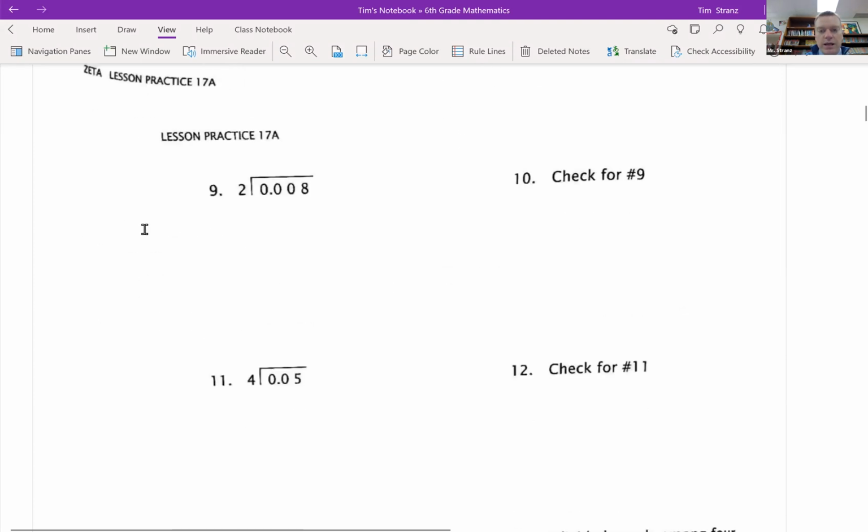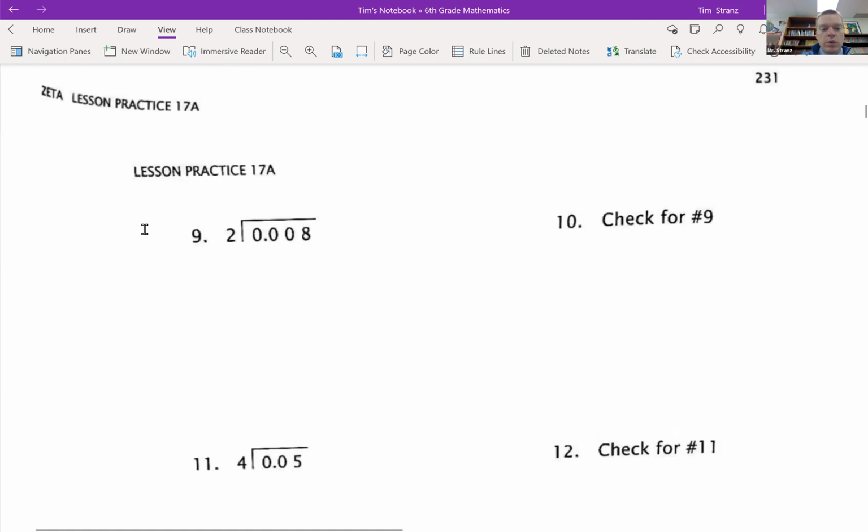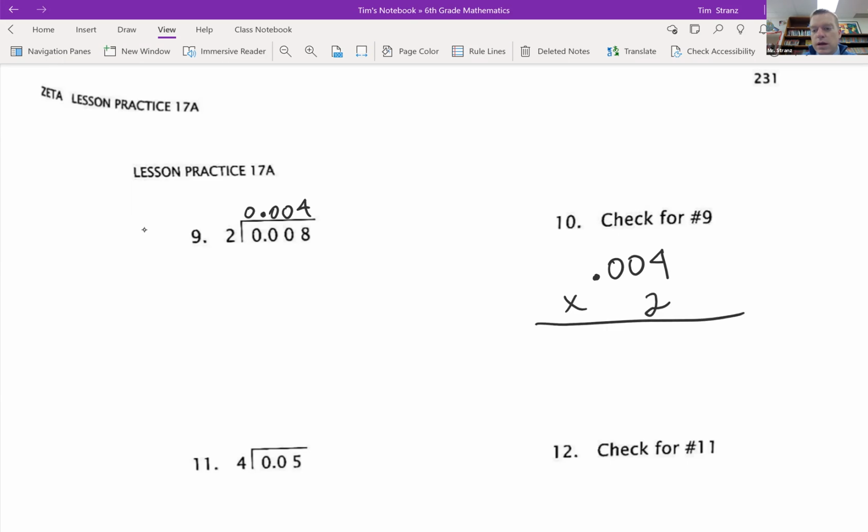All right, going down to number 9, we have 0.008 divided by 2. I'm going to go ahead and put my decimal right where it needs to be first. 2 goes into 0, 0 times, 0, 0 goes into 8, 4 times. If I need to check my work on that one, I'm going to have 0.004 times 2. I get my 8, 2 zeros. There are 3 decimal places, 1, 2, 3, so 1, 2, 3. My answer is going to be the same.